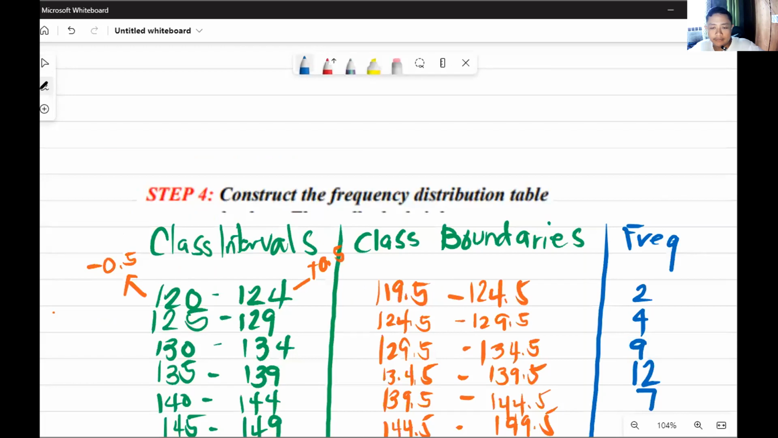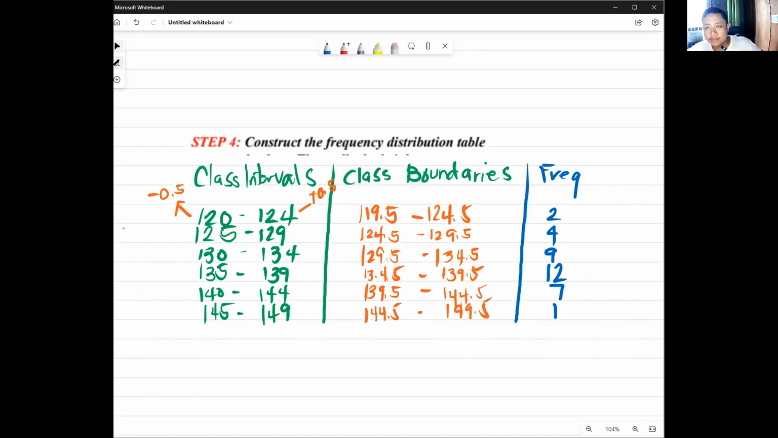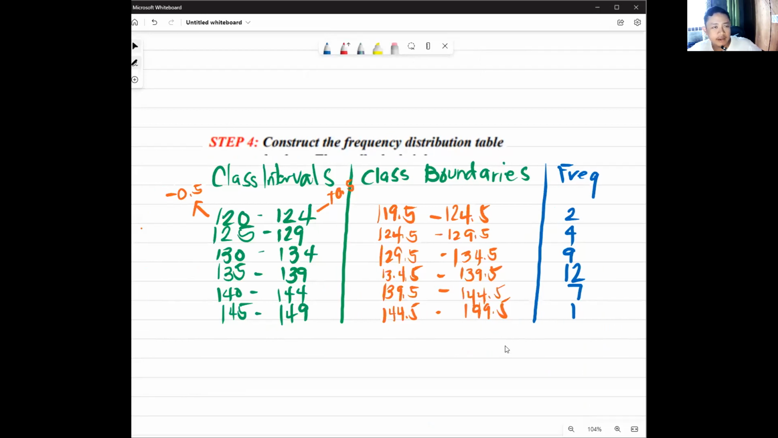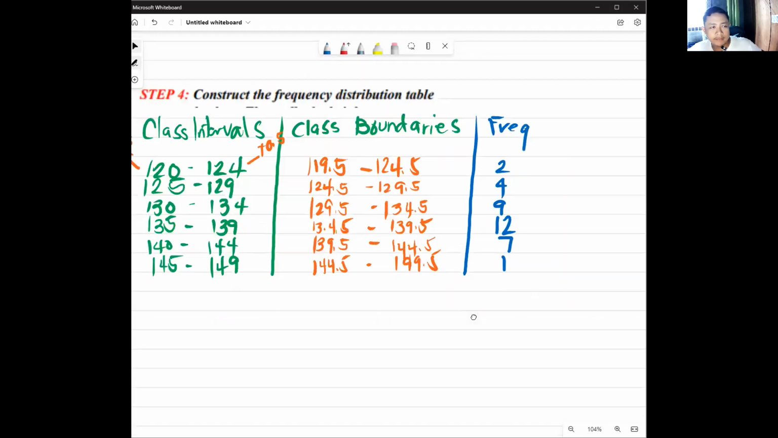Wait lang, I need to maximize my screen. I don't like what's happening here. Why am I having difficulty with this? Okay. Wait lang ha, I'm fixing my screen because the new interface of Microsoft Whiteboard is hard to use.